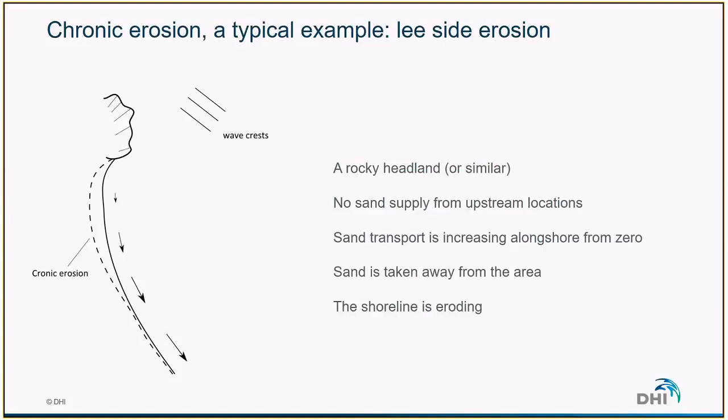A typical example is in the lee side of a headland or a structure, for instance. As we can see here on this sketch, the waves are coming from the northeast, and there is a headland, and south of it there is a beach. So we have longshore transport which is directed towards the south, but the problem is that we have no supply of sand from the upstream location. Therefore, we have a gradient in the longshore transport, which is illustrated by the length of the arrow. Very close to the headland, there is very little sediment transport, and the more south we go, the larger the sediment transport is, and therefore the erosion occurs close to the headland.